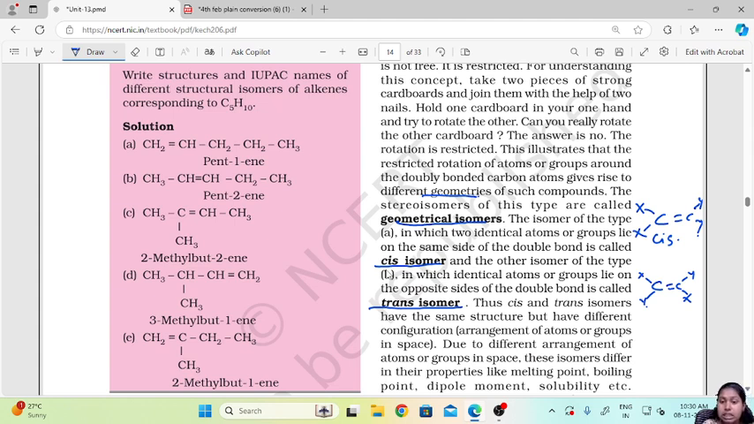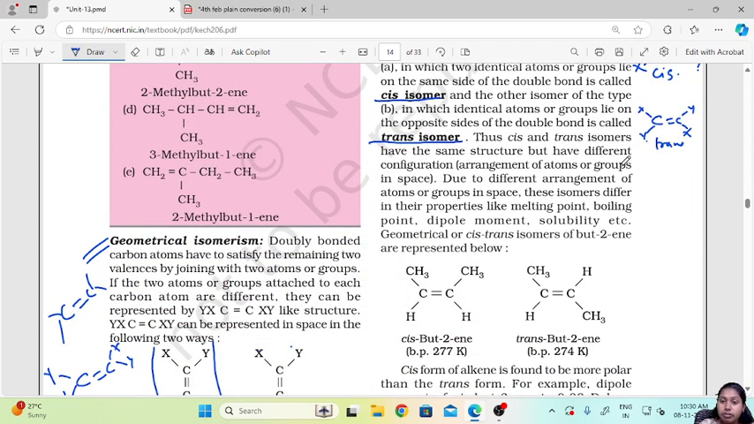Okay, now thus cis and trans isomers have the same structure but have different configuration or arrangement of the atoms or groups in space. Here these molecules have the same formula and same structure, but the arrangement will be different in space. Once it can be on the same side or it can be on the opposite side. Now this is trans. Due to the different arrangement of atoms or groups in space, these isomers differ in their properties like melting point, boiling point, dipole moment, solubility, etc.